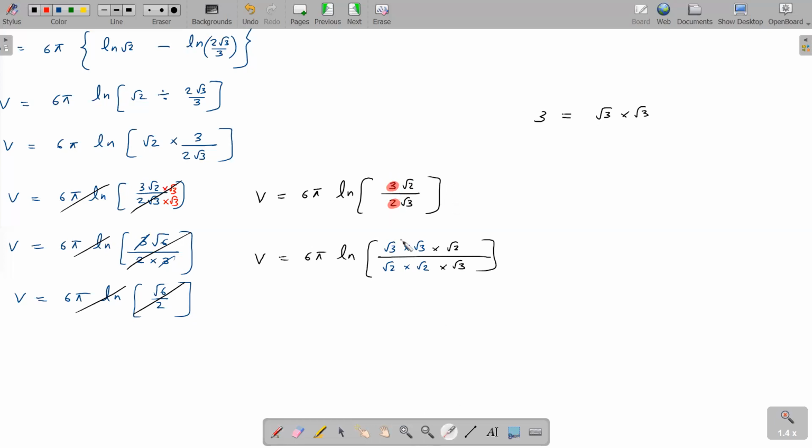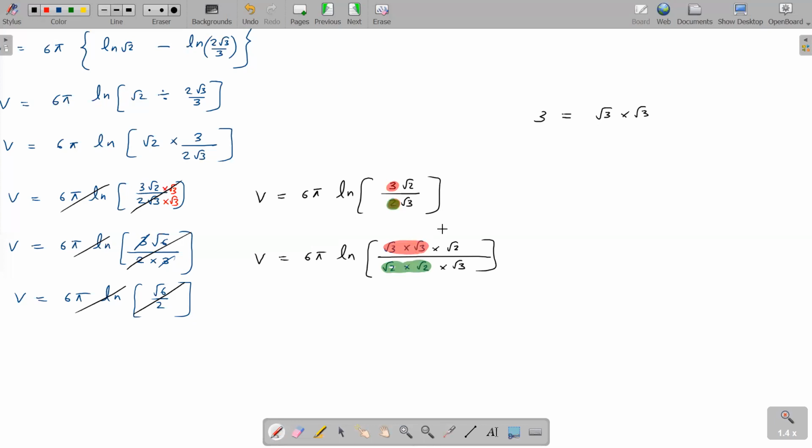The 3, I wrote it as root 3 into root 3 because it gives me the 3, and this 2 here, I wrote as root 2 into root 2. And then you can see, have I done any change to the sum? So here the numerator 3 is root 3 into root 3. Denominator, the 2 is root 2 into root 2. The remaining parts I have written exactly as it is without doing any change to the sum. Do you agree? So now I can cancel out.